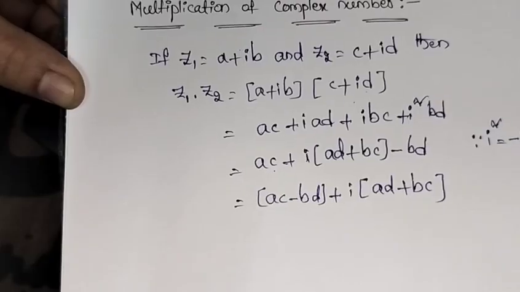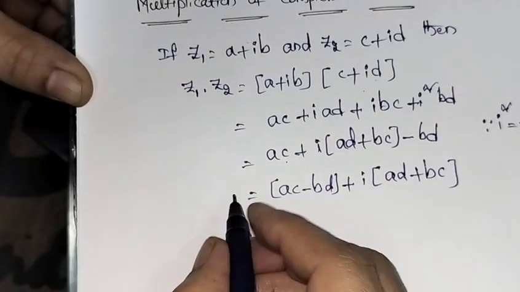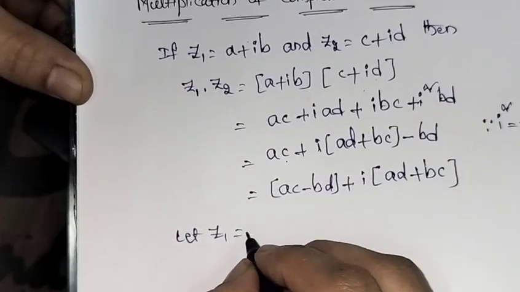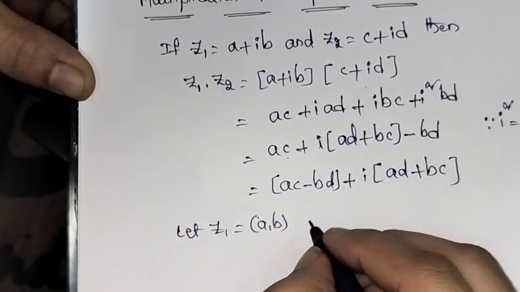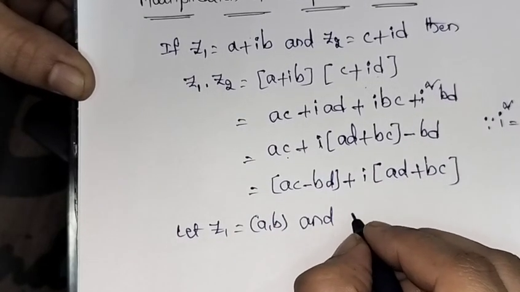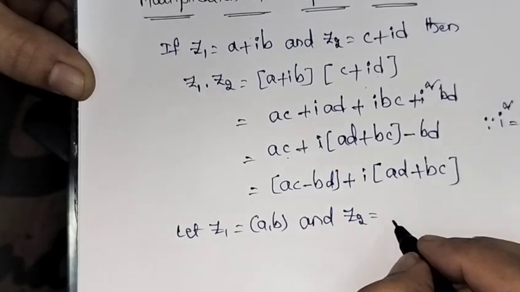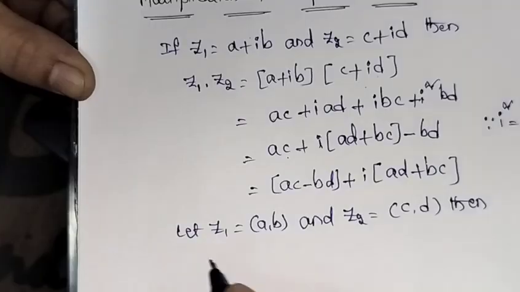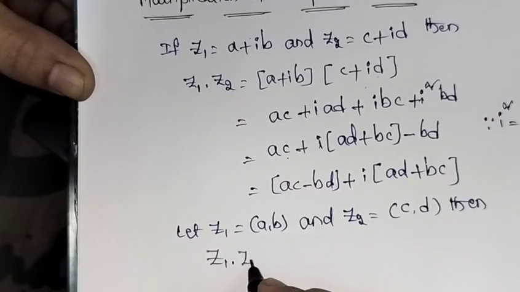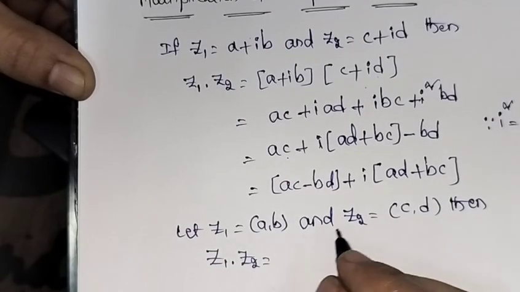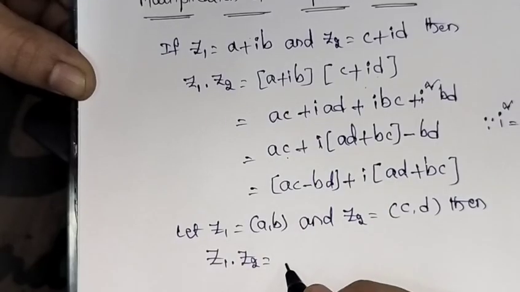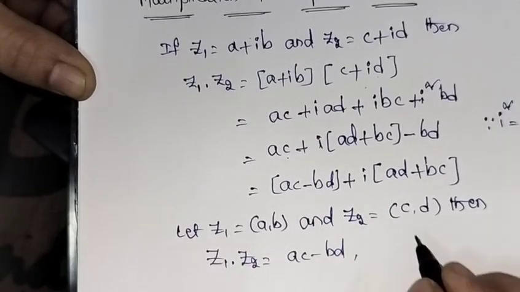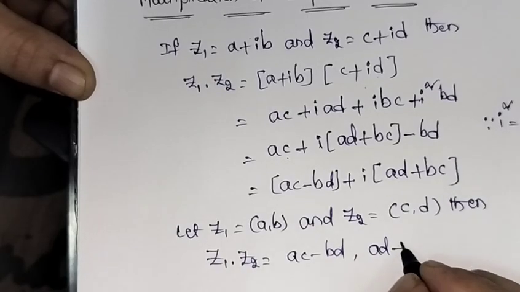So now in ordered pairs. Let z1 is equal to (a, b) and z2 is equal to (c, d). Then z1 into z2 is equal to the same formula: (ac minus bd, ad plus bc).